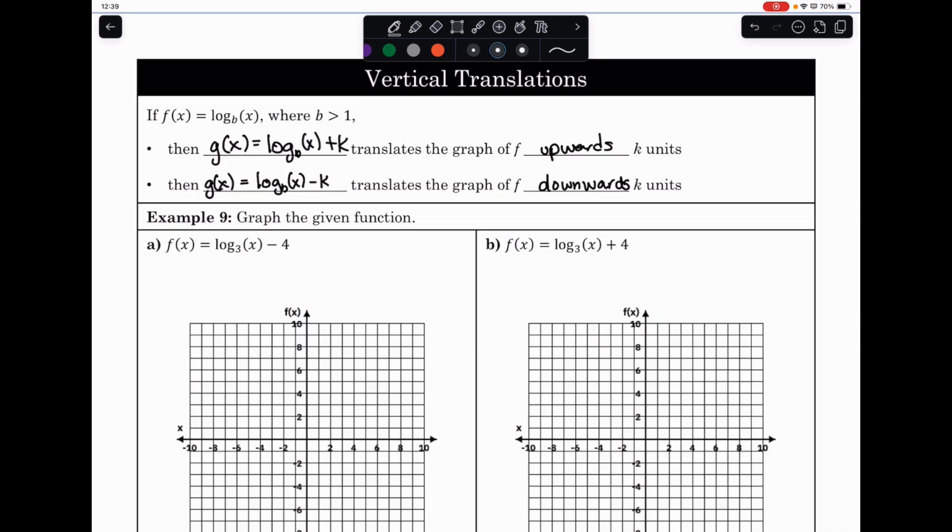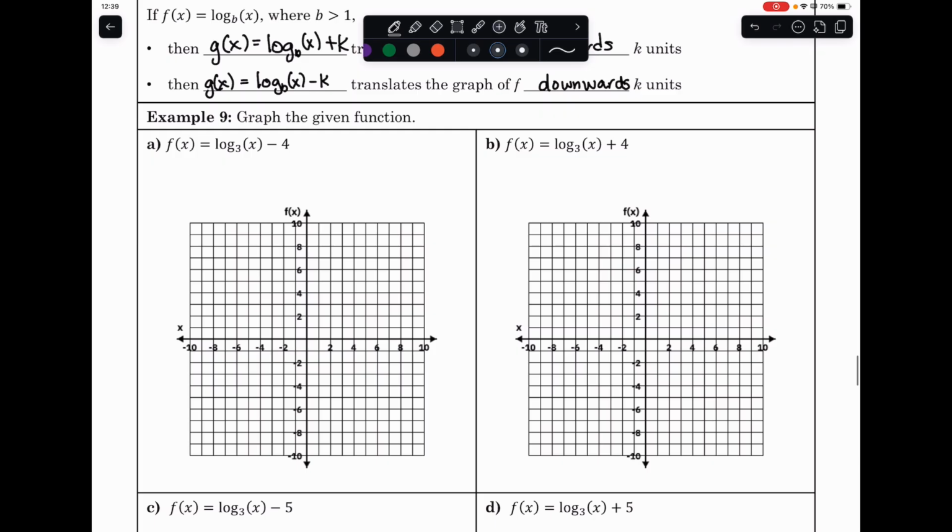Now, because we're moving the graph up and down, and the vertical asymptote is vertical, moving a vertical line upwards still keeps it in the exact same position. So this vertical asymptote is not going to move. It's still going to be in this place right here.